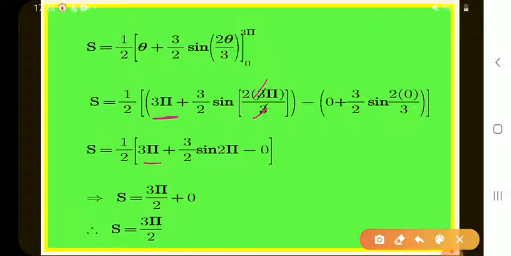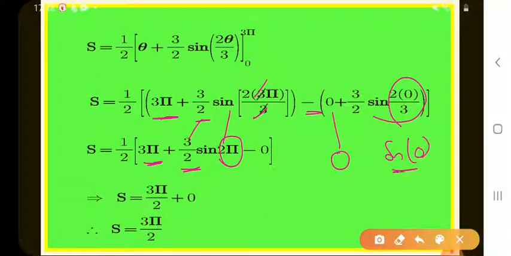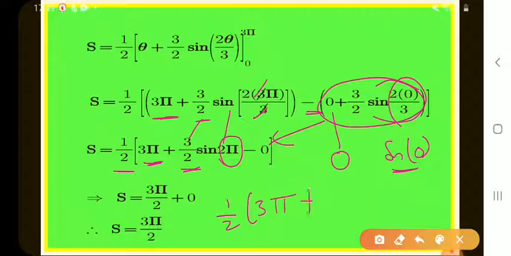What are the remaining terms? 3 pi, 3 by 2 sine. After cancelling 3, what do we have? 2 pi minus this is 0, and what is this here? Sine of 2 into 0 means 0, sine 0 means 0, so the total term became 0, so I write 0. Next, 1 by 2, 3 pi plus, what is the value of sine 2 pi? 0. So what is the answer here? 3 pi into 1 by 2. 3 pi by 2 is the length of the given curve.